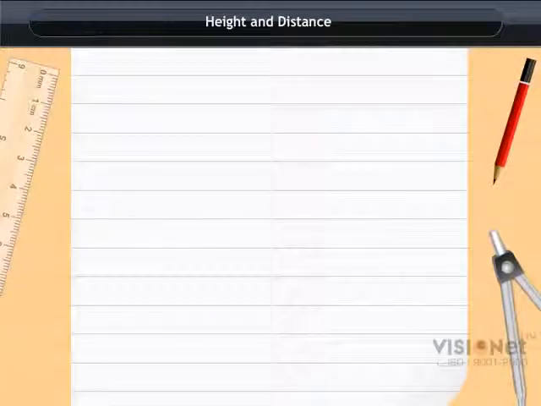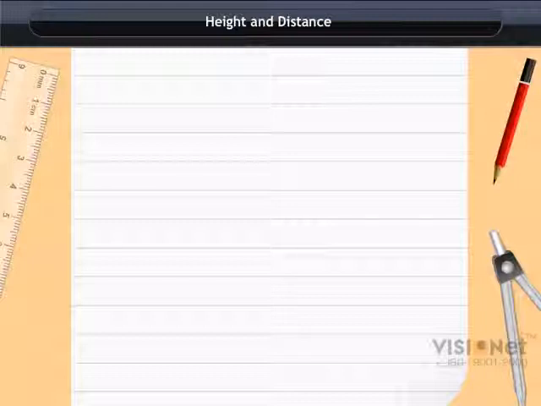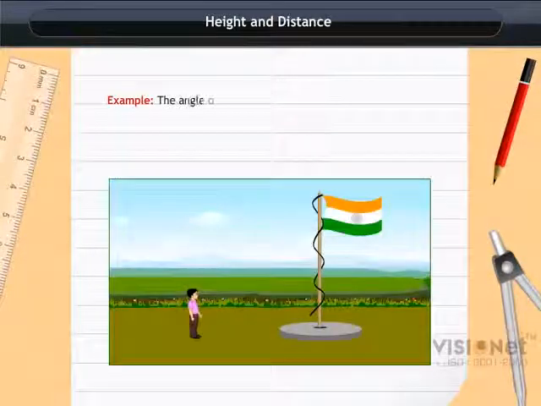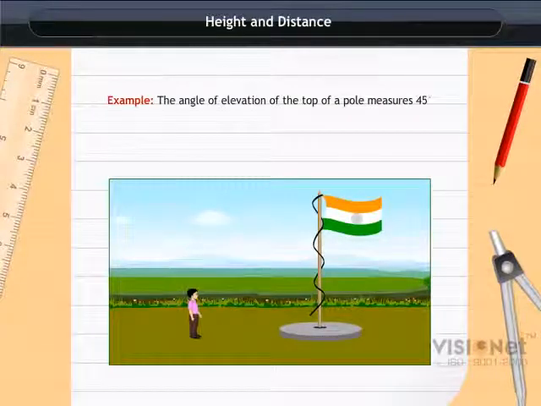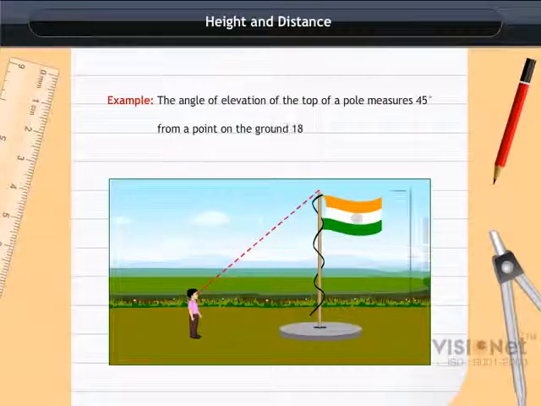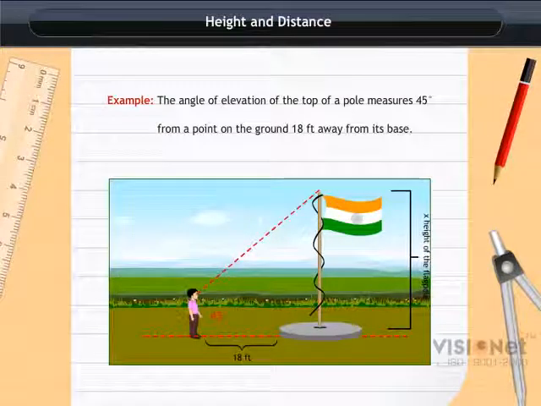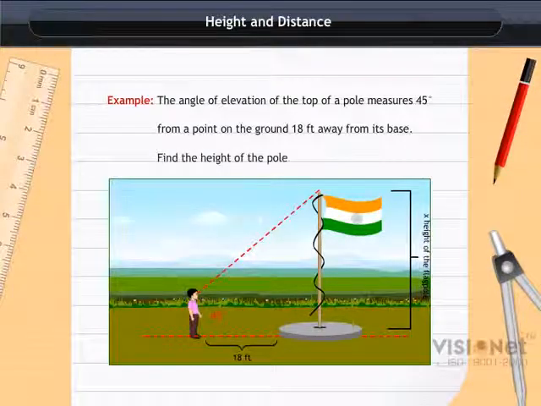Let us understand it with the help of an example. Example: the angle of elevation of the top of a pole measures 45 degrees from a point on the ground 18 feet away from its base. Find the height of the pole. Let us solve it step by step.